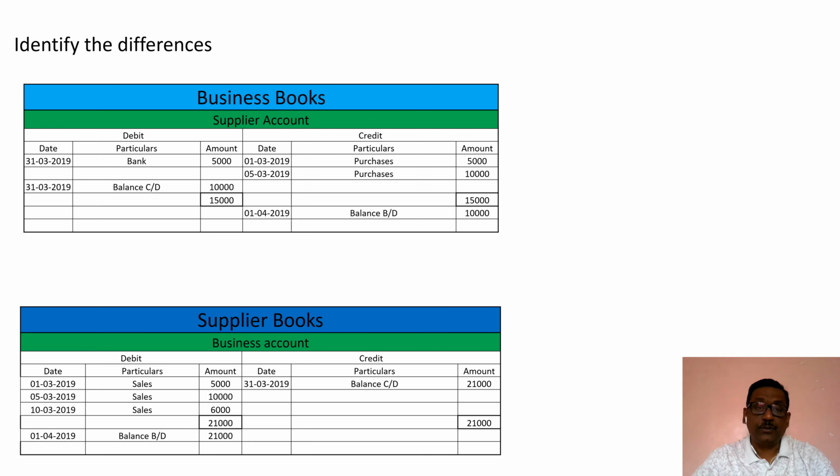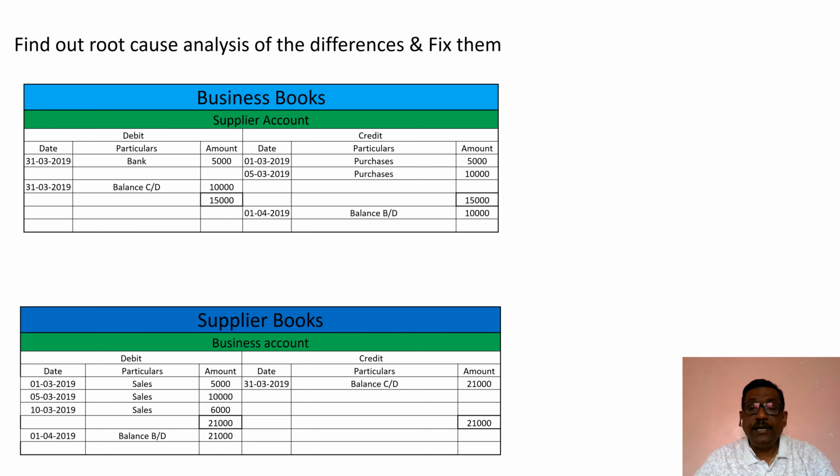Let me move on to the next point. I have already identified two differences. After identifying the differences, I need to understand what the root cause is for the differences. What is the root cause? He would have sold 6,000 and immediately recorded that in his books of accounts as 6,000 sold. But I have not received that 6,000 rupees worth of goods yet. So since I have not received the goods, I have not recorded it here.